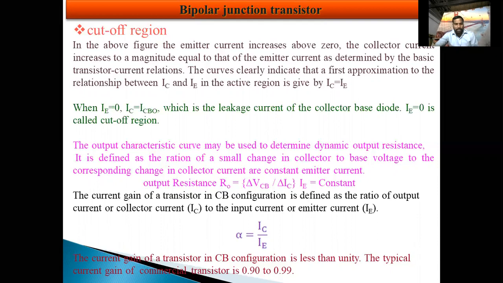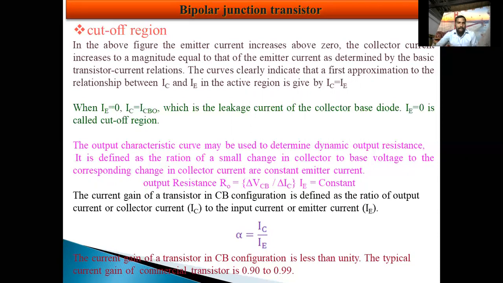characteristics, we have to find the transistor parameters like dynamic input resistance and dynamic output resistance. Now, dynamic input resistance is delta VBE divided by delta IE when VCB is constant. Now, dynamic output resistance is equal to delta VCB divided by delta IC when IE is constant. Sorry, IE is constant.